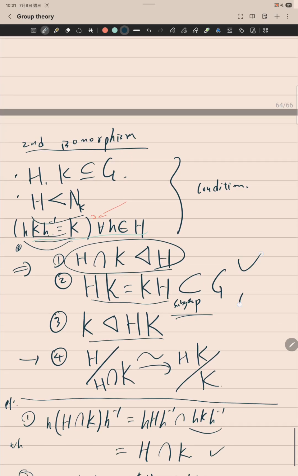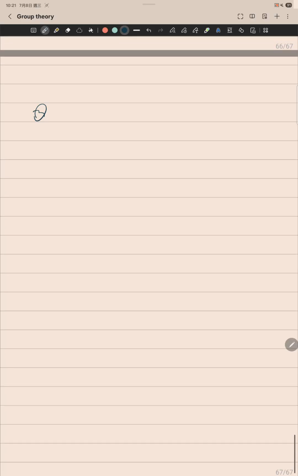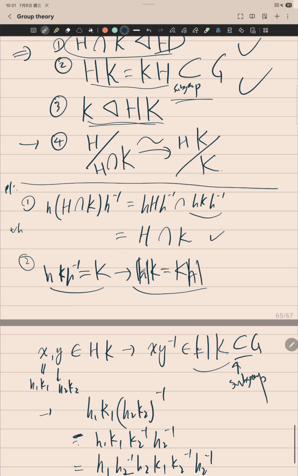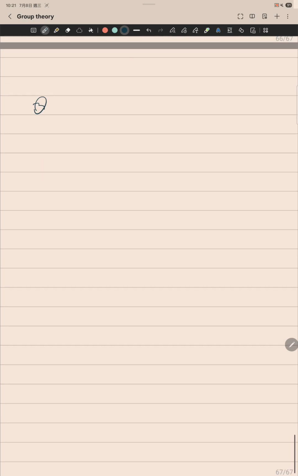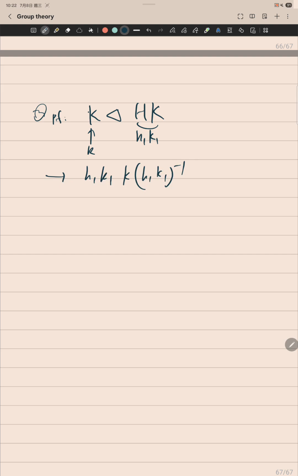So we have this. Now let's talk about the third one. The third one says that K is a normal subgroup of HK. A simple proof, this is what we want to show, right? I just take an element h1k1, and let's say I take k here. I want to compute h1k1 k (h1k1)^-1, and if I prove it's in K, then we are done.